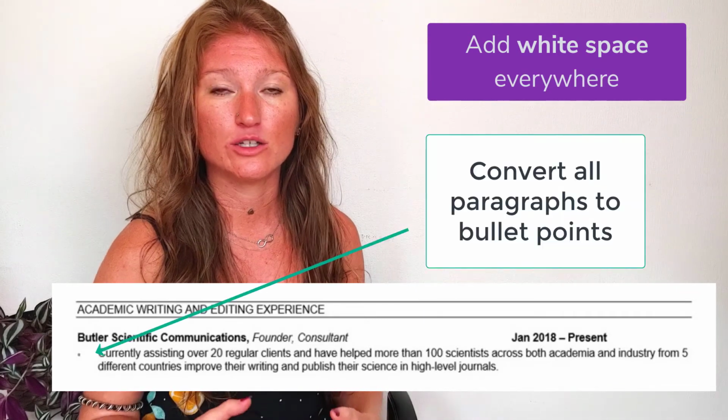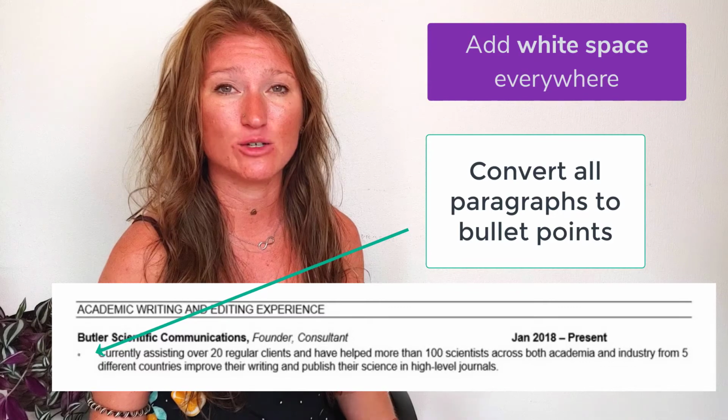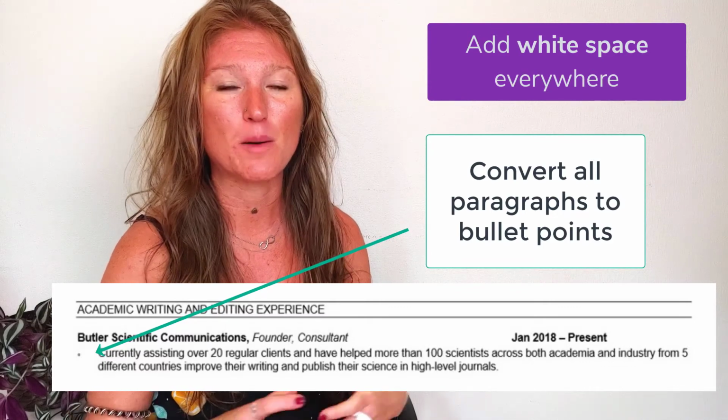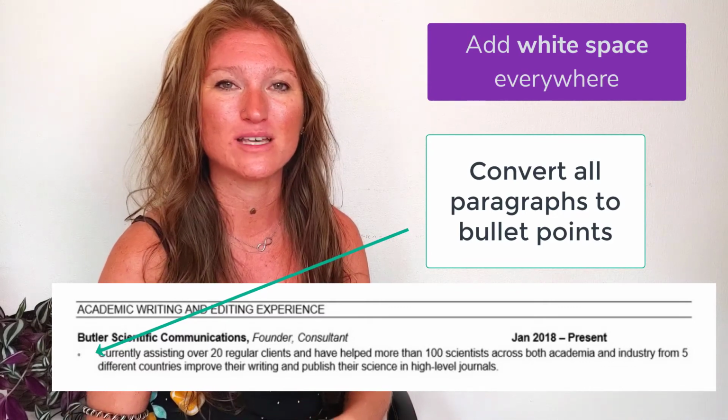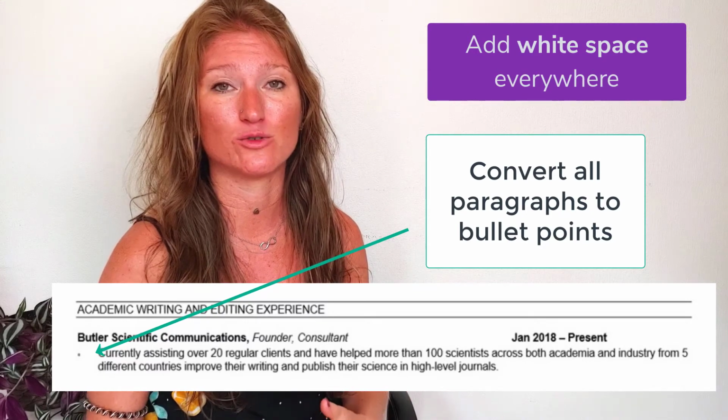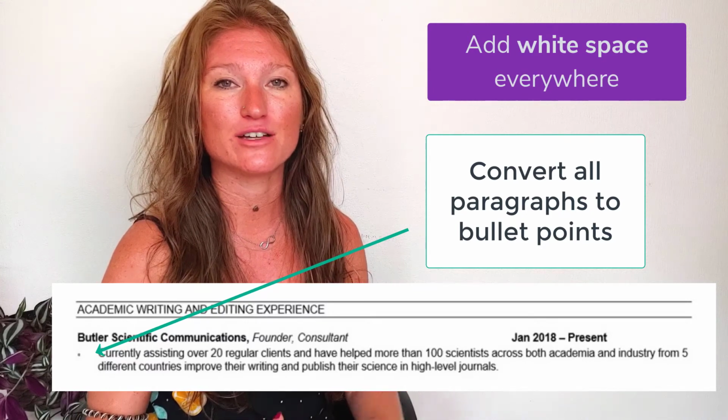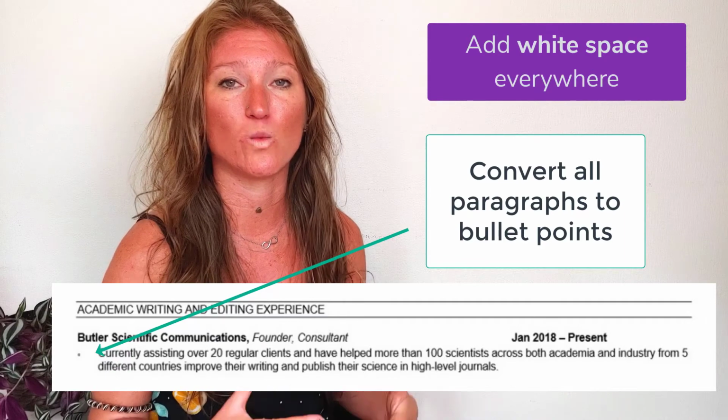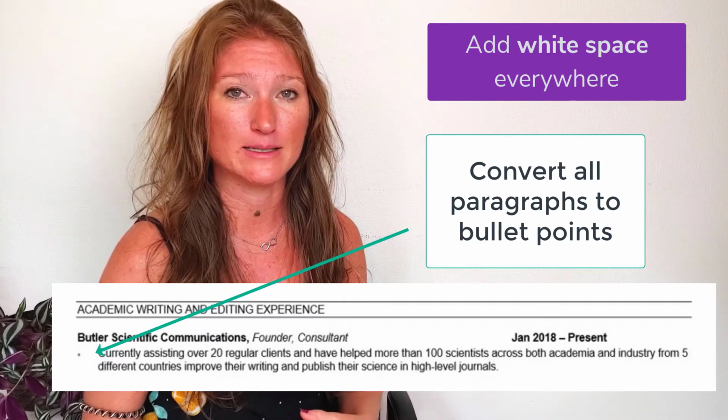Another tip here, you can break up any paragraphs that you have in a CV, if you have them, by making them into individual bullet points. It is much easier to read an individual bullet point than it is a paragraph, and that is also a way of introducing a bit more white space to help the reader's eyes.